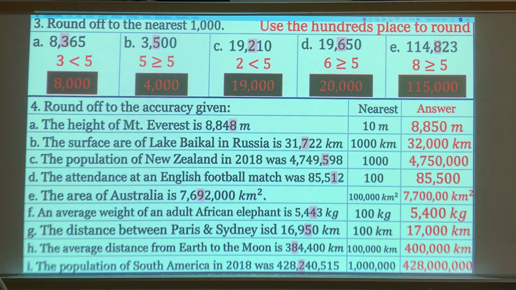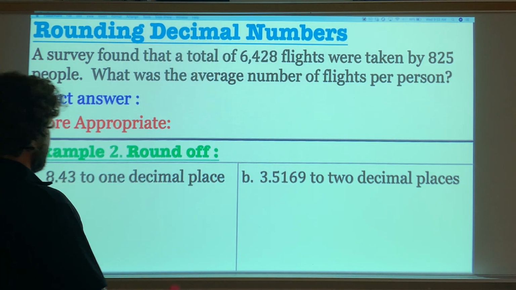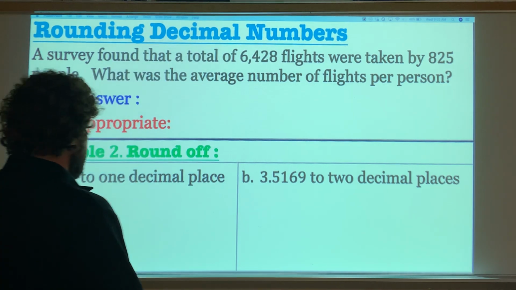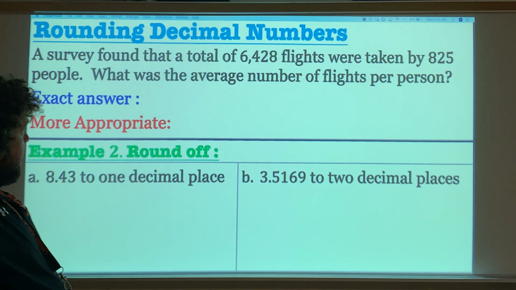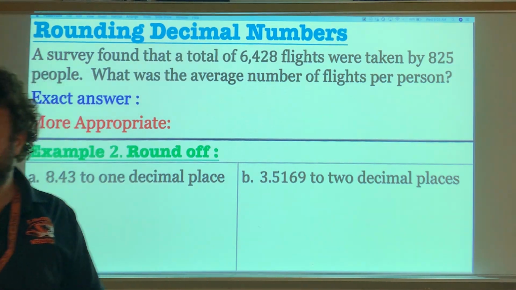In this class, how you doing? Doing good? All right, so now we're going to do some more talking. Rounding decimal numbers. So we already found that a total of 6,428 flights were taken by 825 people. What was the average number of flights per person? I just kind of reworded what the book had here.